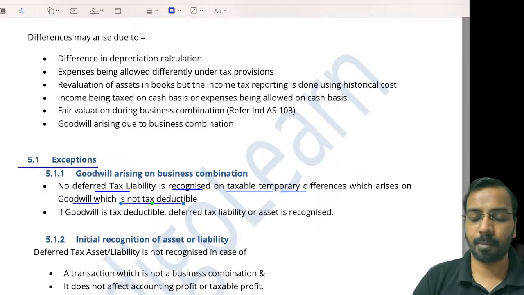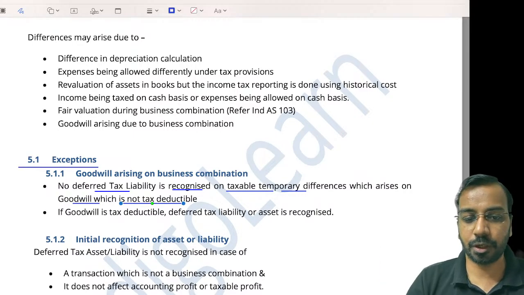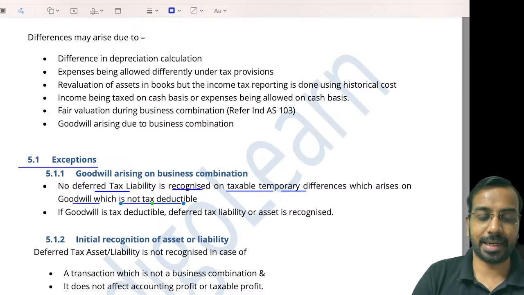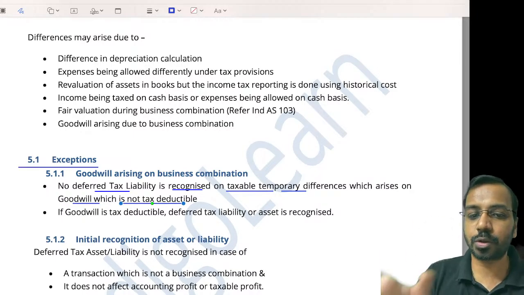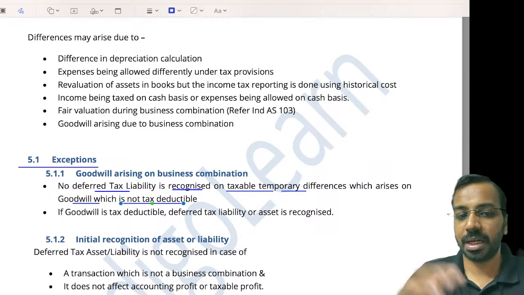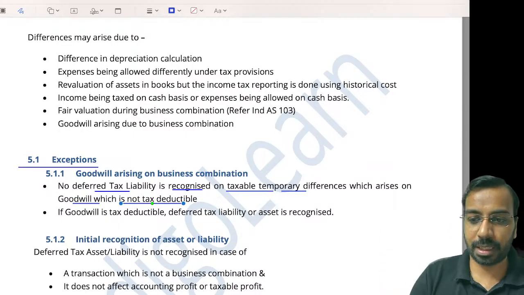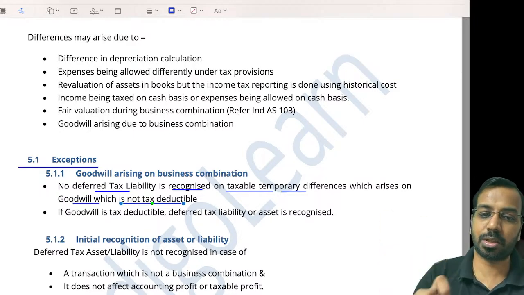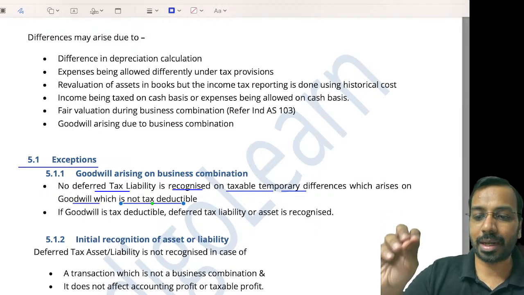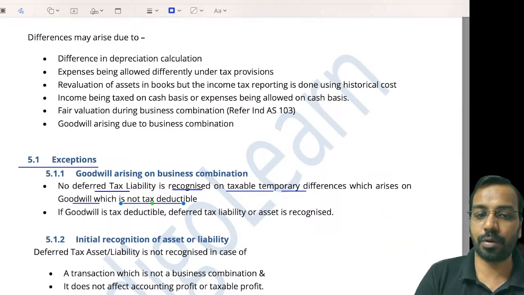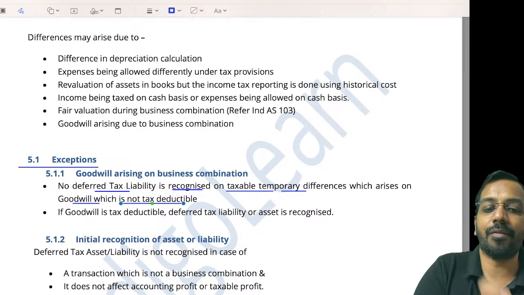What is the meaning of this? See, whenever we have a business combination, we create goodwill, right? Goodwill is created, but for tax purpose, goodwill will not be created. If goodwill is not allowed for deduction, that is, goodwill is not tax deductible, then in that case we do not recognize any deferred tax liability.